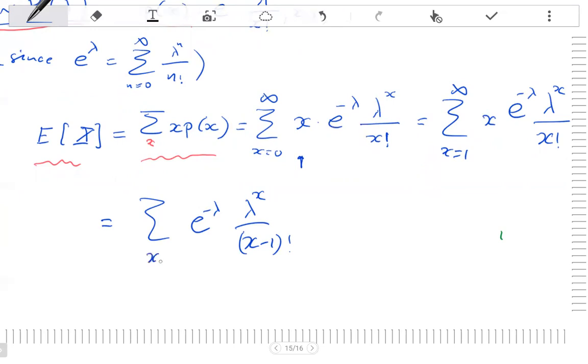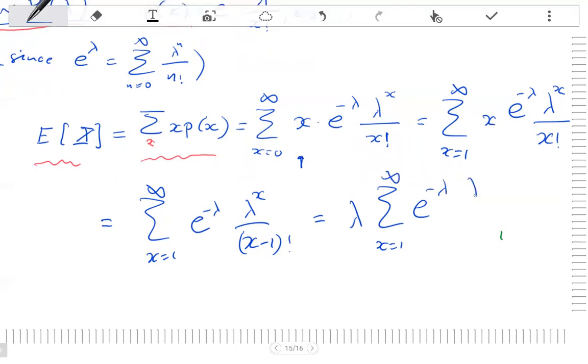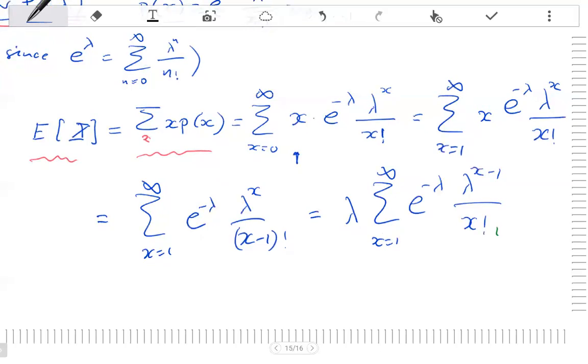And notice that if we hadn't removed the 0, then we would have had to worry a little bit here, because there is no such thing as minus 1 factorial. So we would have had to think about that. Now, we can take one of these lambdas outside the sum. We still have x from 1 to infinity, still have e to the minus lambda. We now have lambda to the power x minus 1 divided by x minus 1 factorial.